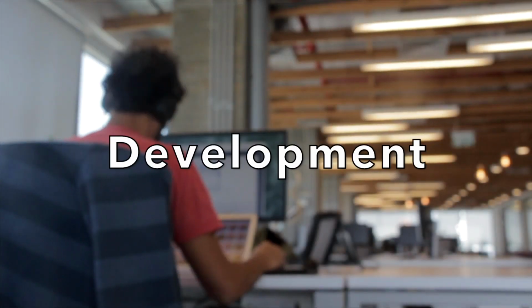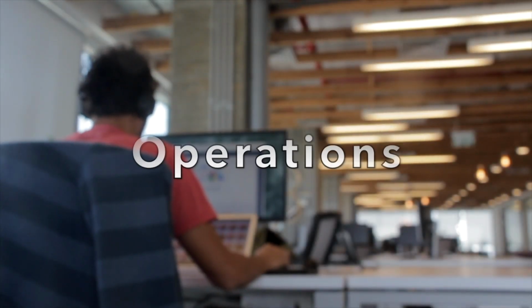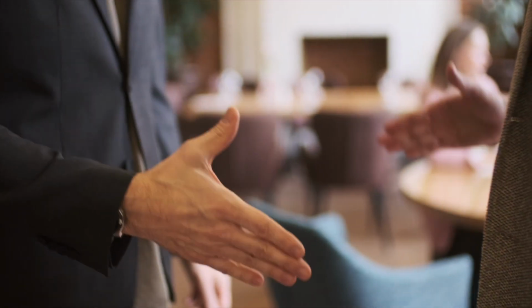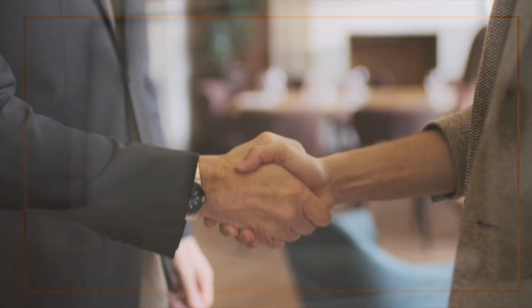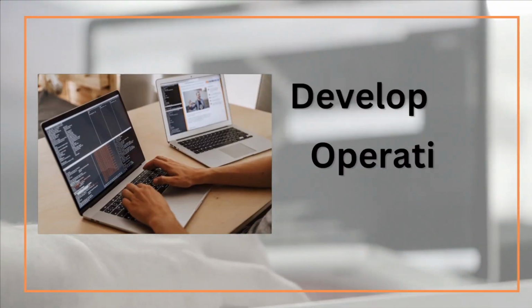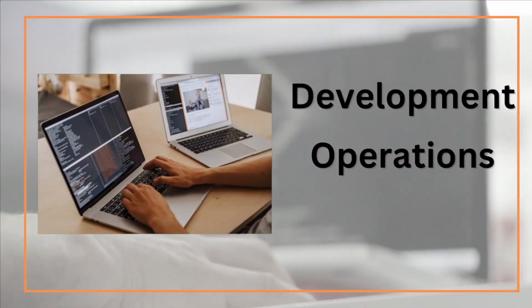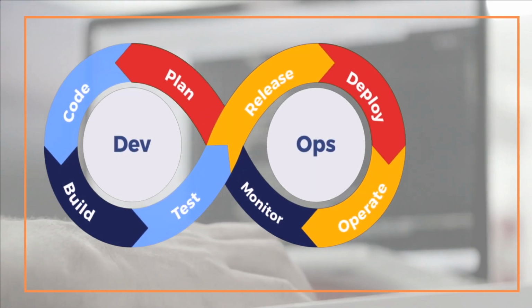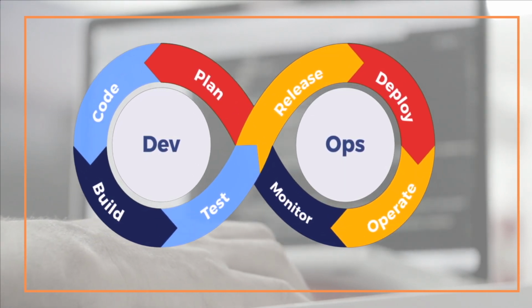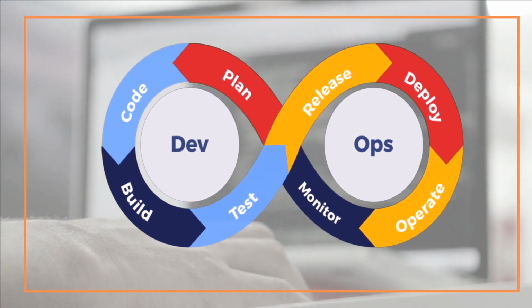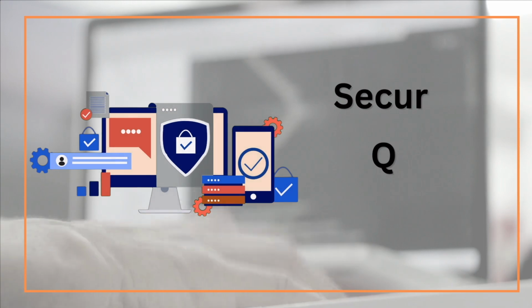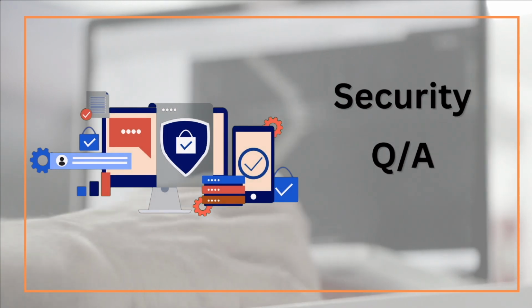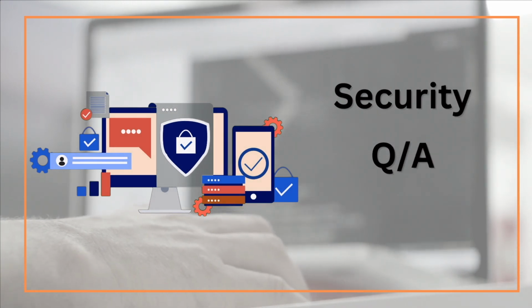DevOps is a combination of development and operations. DevOps enables coordination and collaboration between development teams and operation teams. The DevOps engineer performs tasks related to development and operations and has to work across the full life cycle of the application, like development, testing, deployment, and operations. In many organizations, security and quality assurance also become part of the task.